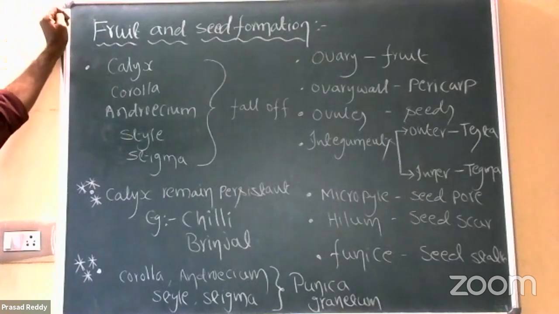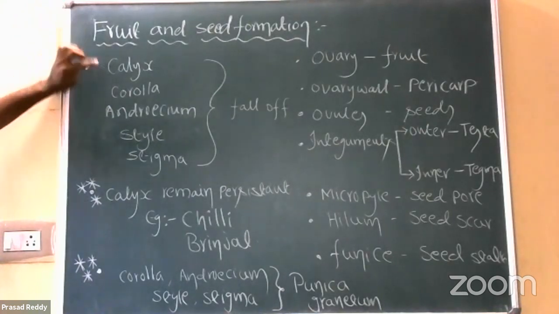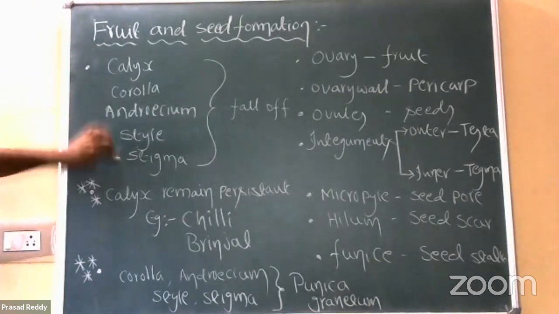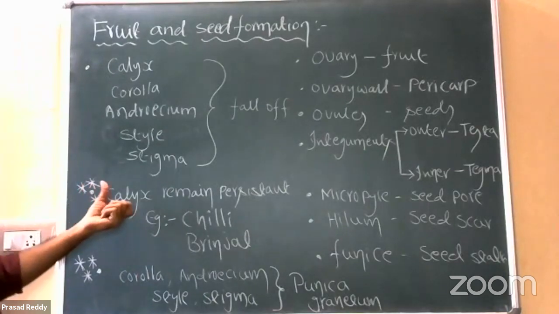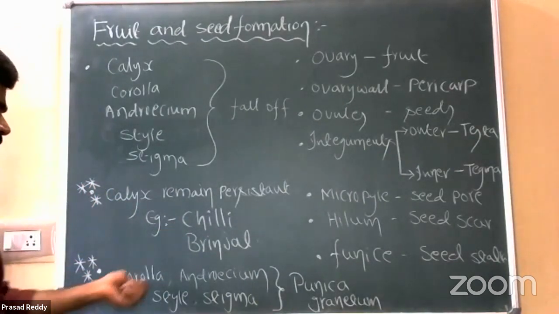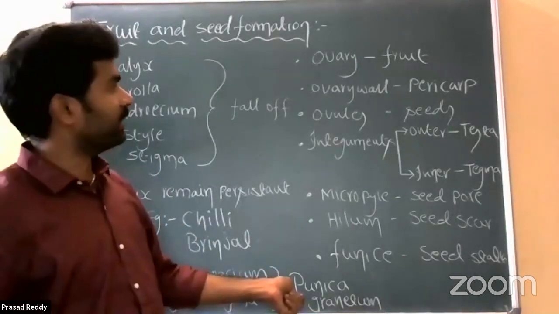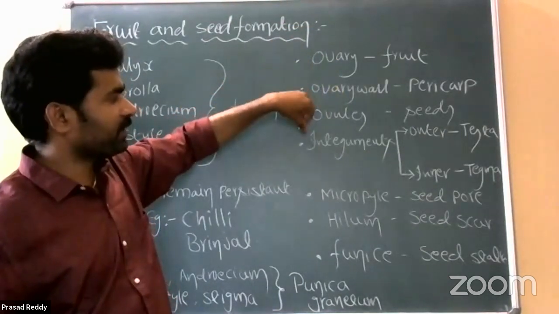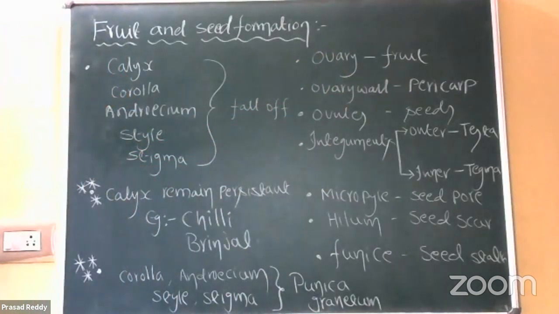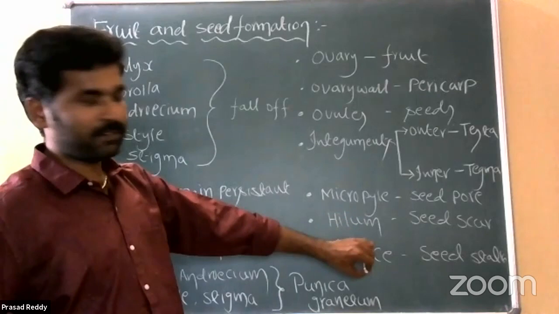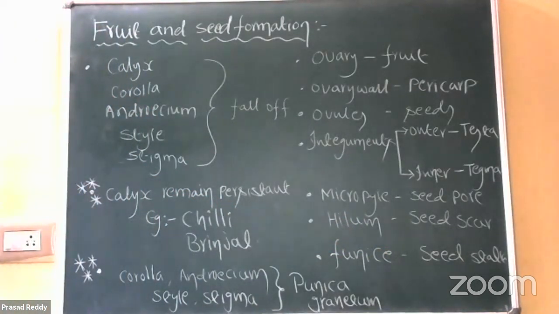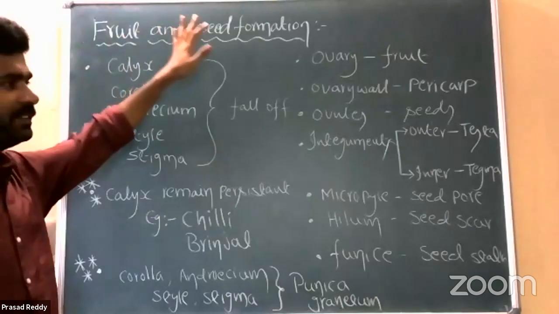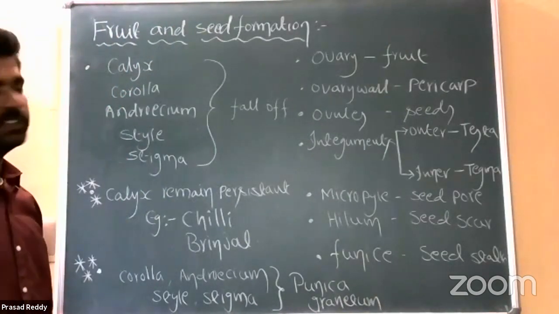So these are the post-fertilization changes. After fertilization, calyx, corolla, androecium, style and stigma wither away or fall off. But in some plants, calyx remains persistent, example chili and brinjal. In some plants, corolla, androecium, style and stigma also persist, example Punica granatum. Ovary develops into fruit, ovary wall into pericarp, ovules into seeds, outer integument into testa, inner integument into tegmen, micropyle into seed pore, hilum into seed scar, and funicle into seed stalk. These are the post-fertilization changes.